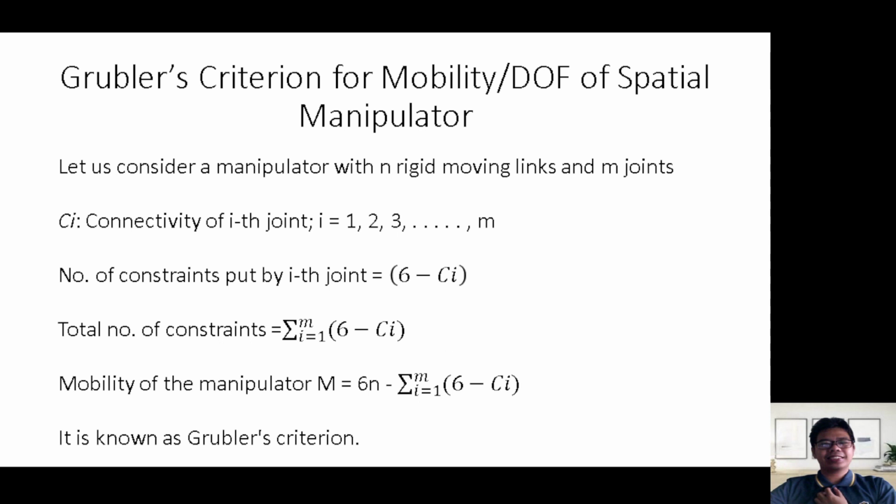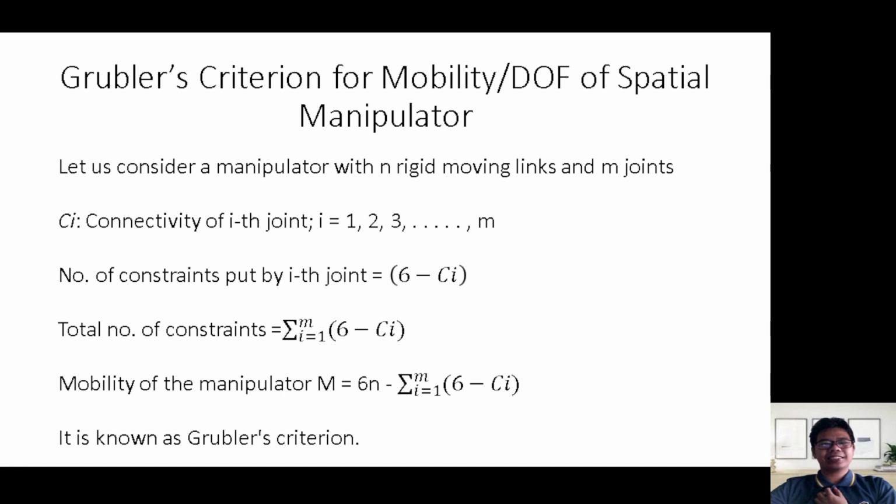Now here comes the key formula. The mobility or the degrees of freedom of the manipulator is calculated as 6n minus the summation of m from i equals 1, 6 minus Ci. This mathematical expression captures the manipulator's flexibility, telling us how many independent parameters are required to fully describe its motion. So if you're ever faced with determining the degrees of freedom of a spatial manipulator, turn to Grubler's criterion for an accurate and structured calculation.